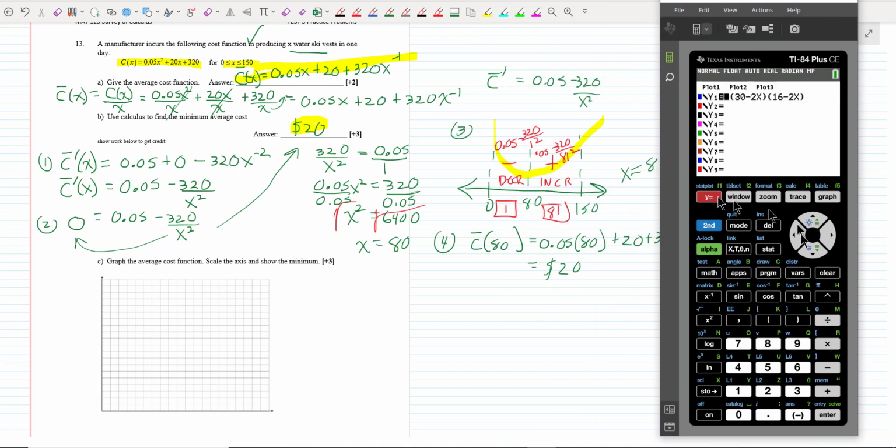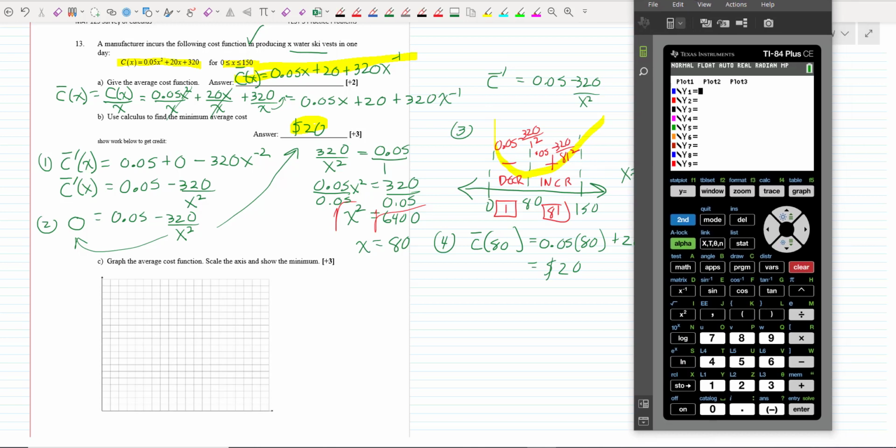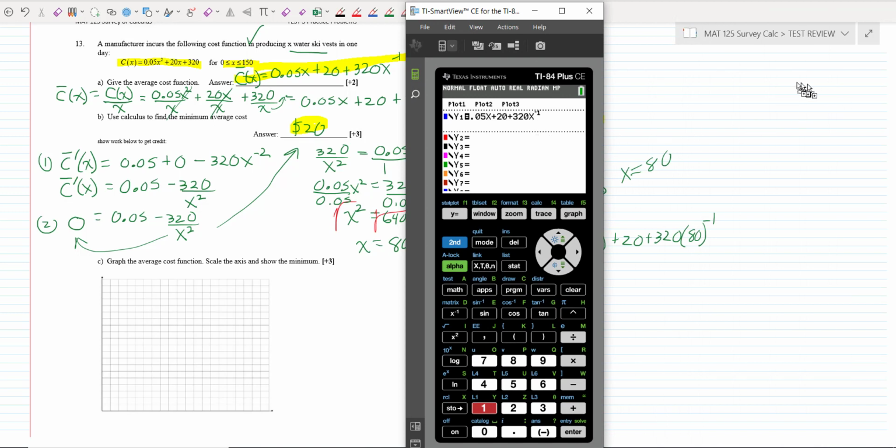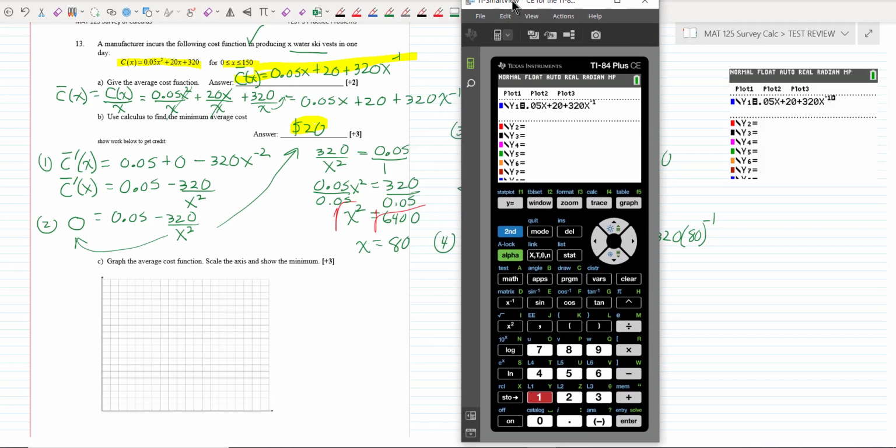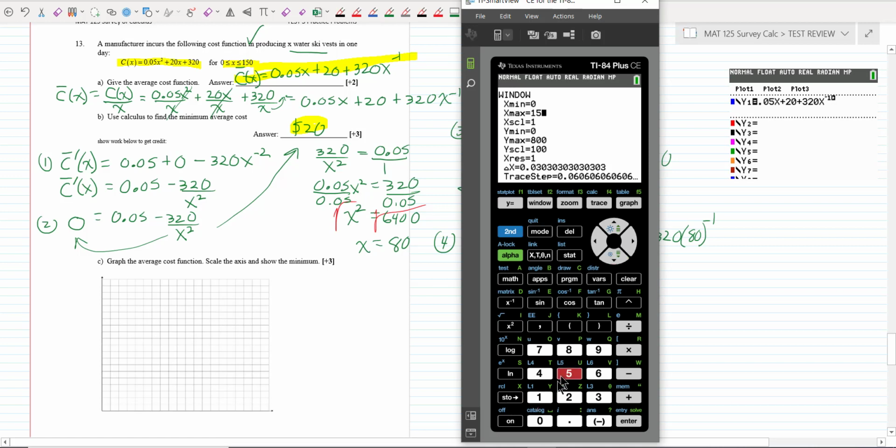What I'm going to do is put in the answer to part A, the average cost function. Might as well just put it in like that. So 0.05 times x plus 20 plus 320 and x raised to the negative 1. So we want to get that put in. Need to come up with a good viewing window. Now the good thing about the problem is they told you to use 0 to 150. So for our window, I'm going to go 0 to 150.